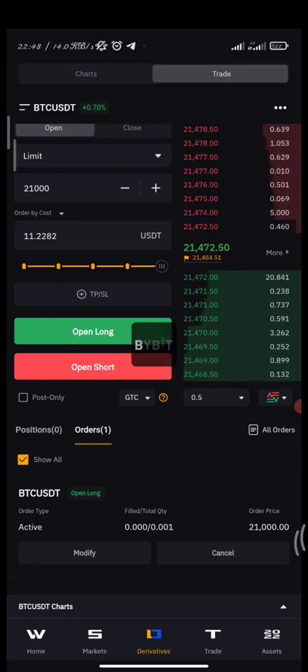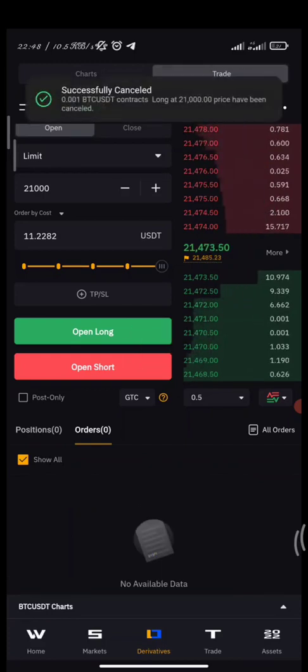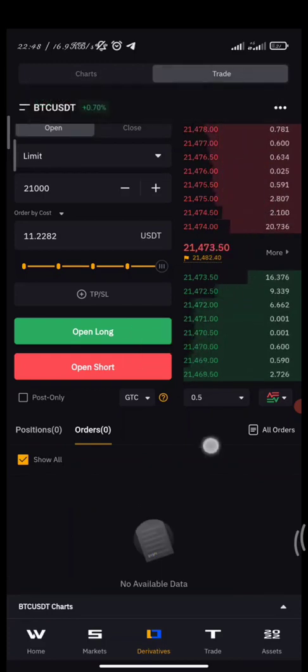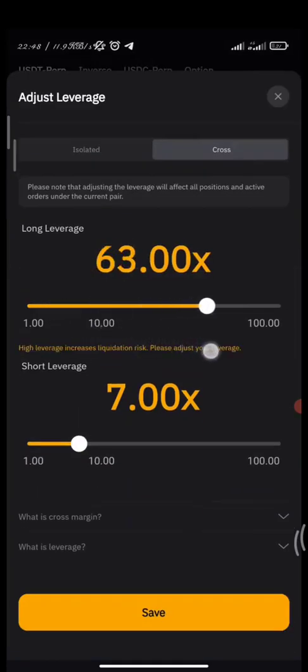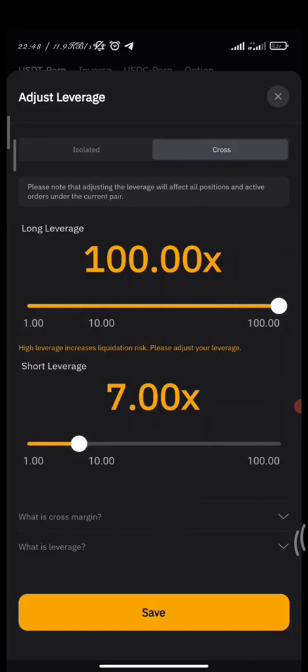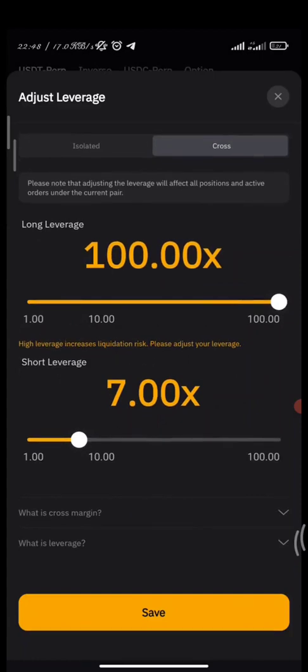I've already cancelled this order. Let's say I want to increase my leverage. You can see I'm about to use high leverage, which increases liquidation risk. Please adjust your leverage, you can see that. But let me just see if I want to use 100x. I'm feeling like a boss. I want to use 100x.